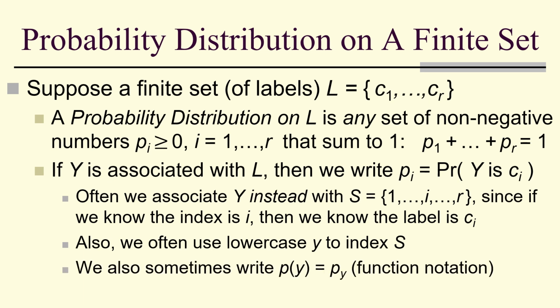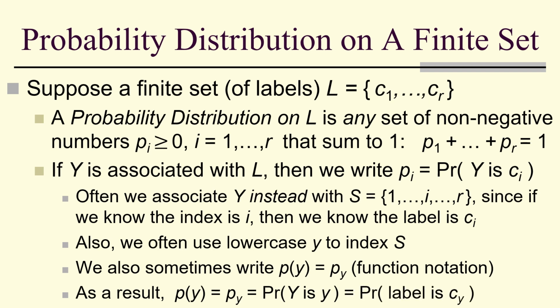Sometimes we write function notation. P of y is the probability of y. As a result, P of y, the probability of y, is the probability that Y is equal to y, the probability of the label is C sub y. These all mean the same thing.